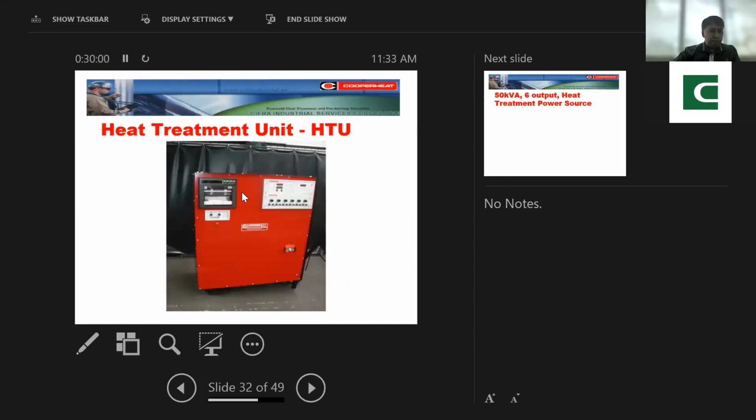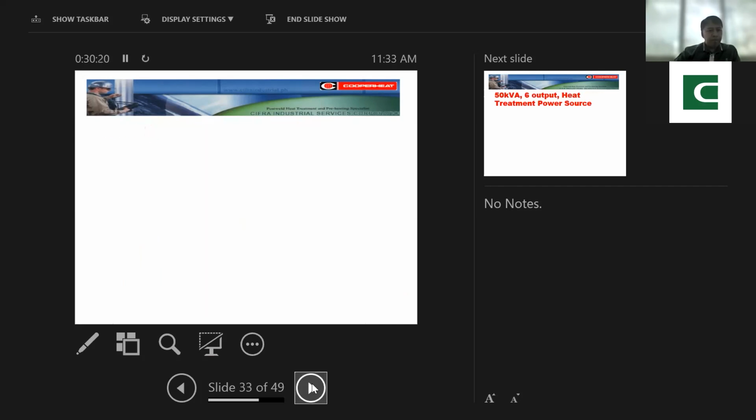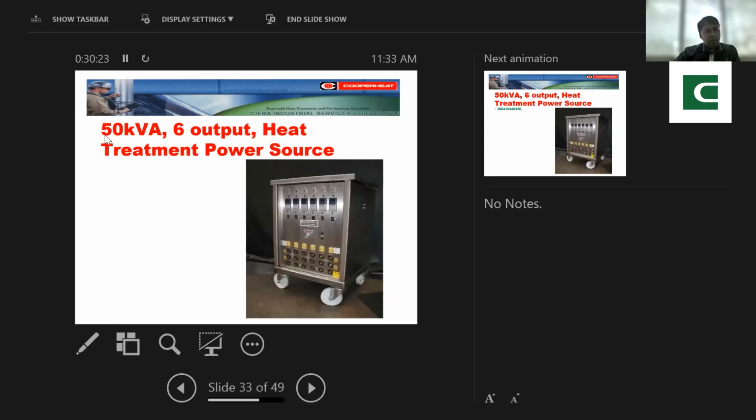So this one is an example of a heat treatment unit with temperature recorder. And this one, the programmer. On the programmer, you will input the heating rate, soaking temperature, soaking time, and the cooling down process. So this is an example of a 50 kVA unit, which means 6 channels. So 1, 2, 3, 4, 5, 6. On each channel, meron 3 ceramic pads. On each of every 3 ceramic pads, 1 thermocouple wire.